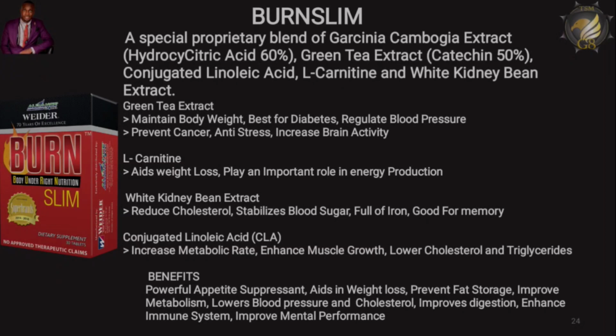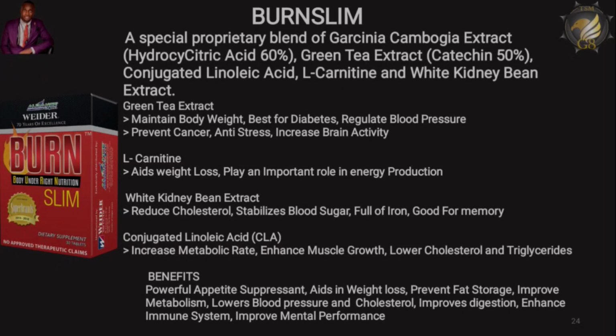Okay, so what the green tea extract does is that it helps you maintain body weight, and it is best for people who are also diabetic. So if you have someone who is diabetic, you give them this. It also regulates blood pressure, prevents cancer, and it is also an anti-stress and increases brain activity. Once you increase brain activity, it means your body is going to consume and burn more energy. Okay, it also has L-carnitine, which aids in weight loss and plays an important role in energy production.